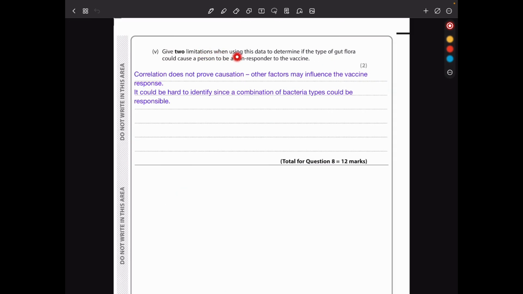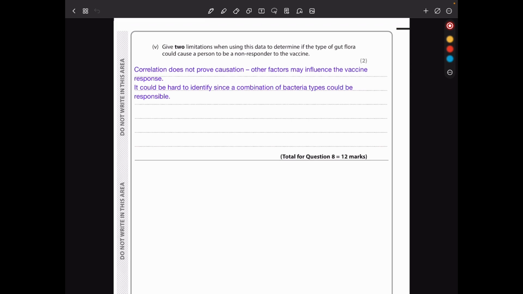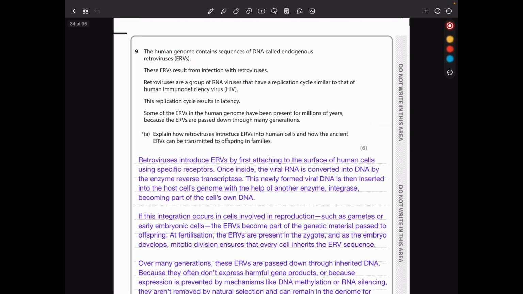Give two limitations when using this data to determine if the type of gut flora could cause a person to be a non-responder to the vaccine. As you know, correlation does not prove causation, so it means that other factors could actually influence the response, and also it could be hard to identify since a combination of bacteria types can also be responsible.